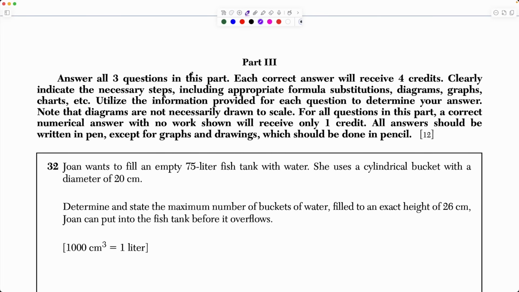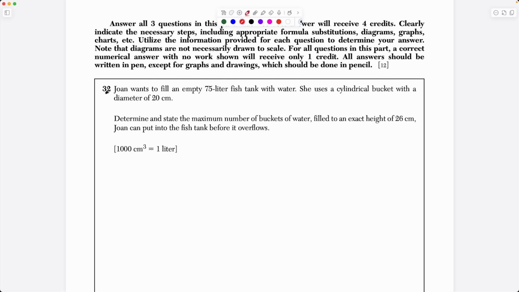So now we're moving on to part 3. There are 3 questions, and each one is worth 4 credits. Question 32, Joan wants to fill an empty 75-liter fish tank with water. She uses a cylindrical bucket with a diameter of 20 centimeters. Determine and state the maximum number of buckets of water filled to an exact height of 26 centimeters Joan can put into the fish tank before it overflows.